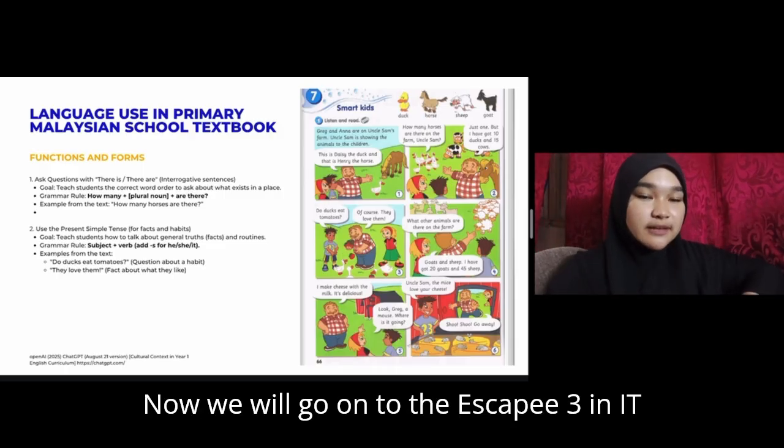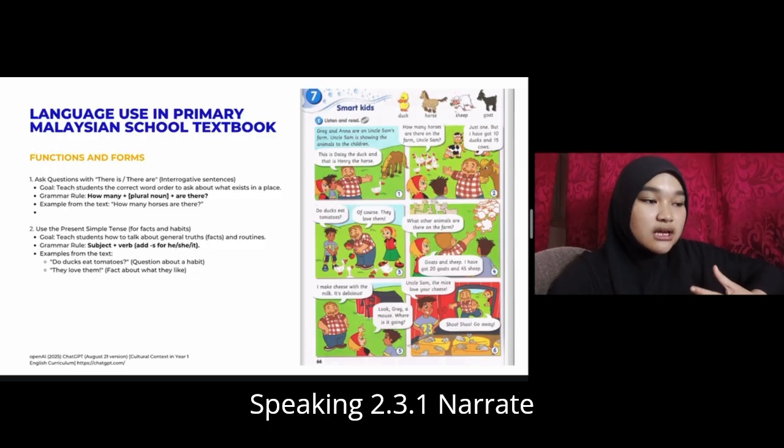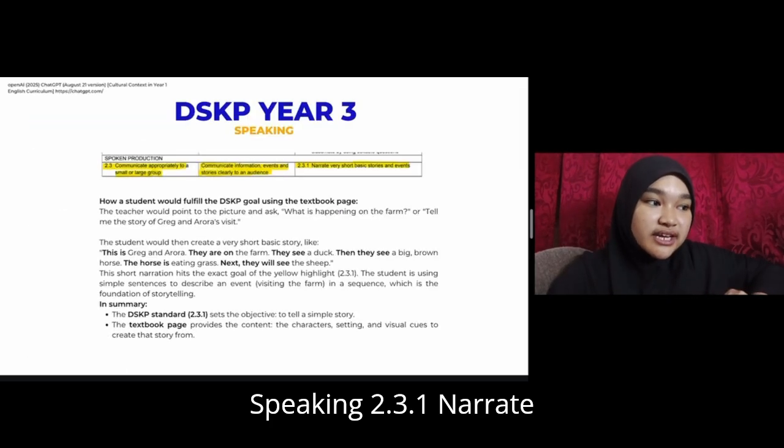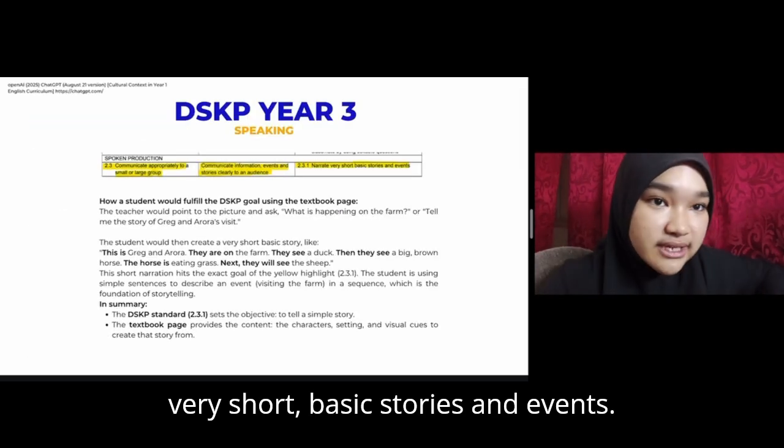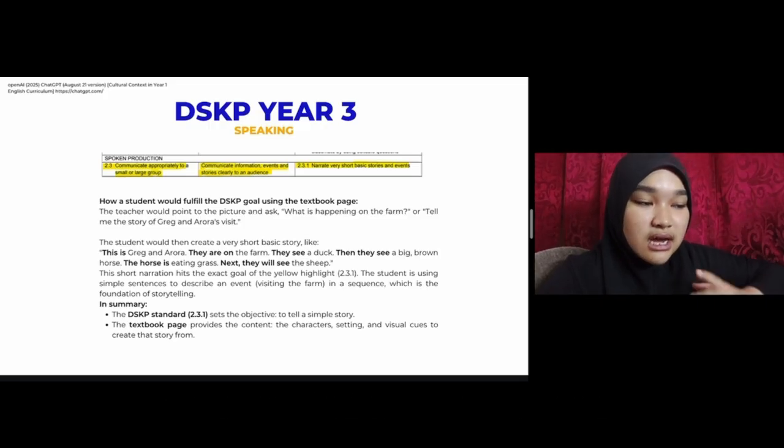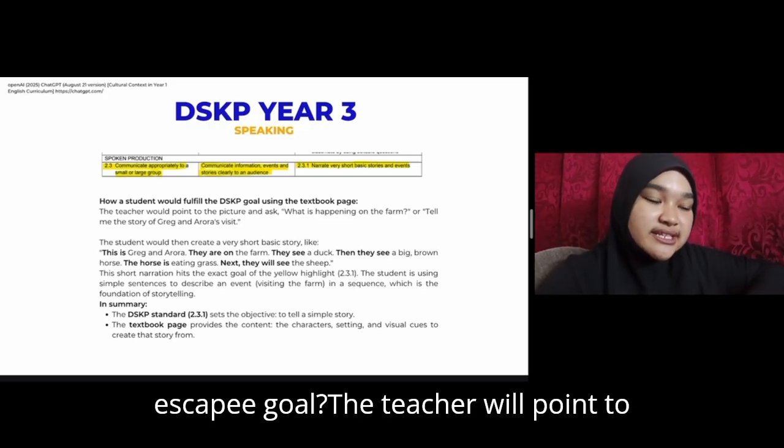Now we move on to the DSKP Year 3 and Speaking 2.3.1: narrate very short basic stories and events. How would a student fulfill this DSKP goal?